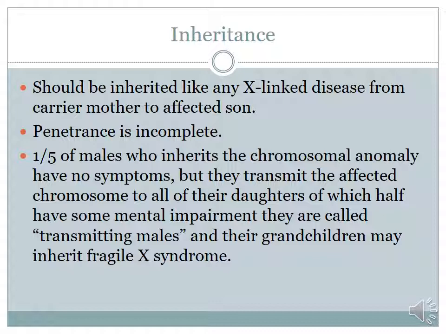This disease should be inherited like any other X-linked disease from carrier mother to affected son, but the penetrance is incomplete. 1 out of 5 males who inherit the chromosomal anomaly have no symptoms, but they transmit the affected chromosome to all their daughters, of which half have some mental impairment. These males are called transmitting males, and their grandchildren may inherit Fragile X syndrome.